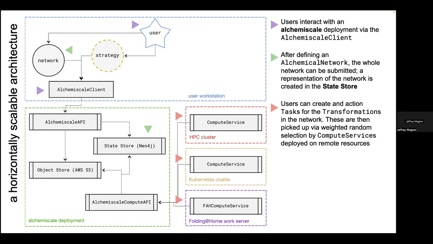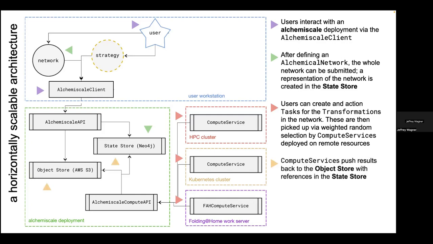You as a user can then create and action tasks for the transformations in the network. So you can choose, maybe you want to run a few networks to begin with, or a few transformations to begin with. Maybe you want to run them all. You can do whatever you want. And these are then picked up via a weighted random selection by compute services that are running on remote resources. So if you have access to HPC clusters, maybe multiple, maybe a Kubernetes cluster, any container orchestrator that's running these, basically whatever your resources are, you can hook them up to your Alchemiscale instance and then service workers.